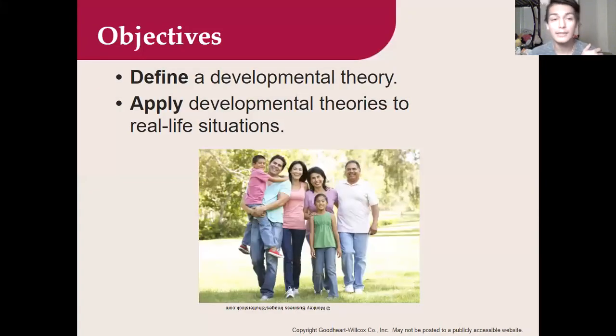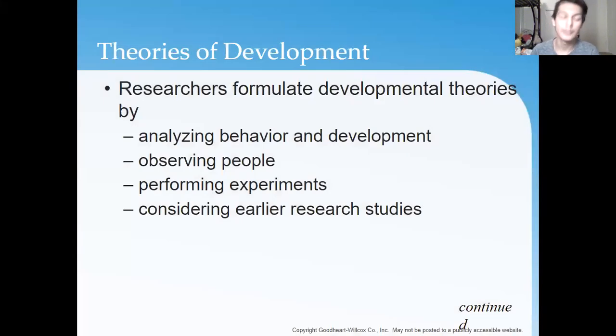Moving on to our next objective: define a developmental theory and apply developmental theories to real life situations. So with this whole development, physical development, cognitive development, and social emotional development, come theories and theorists. There have been many different people and many different theories that have come about with different ideas and concepts as to how we humans develop over time.